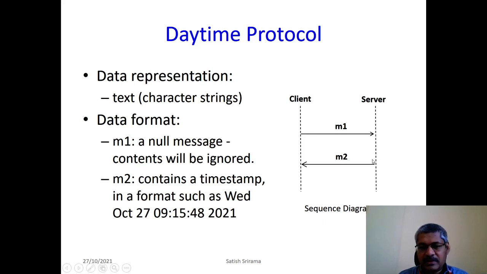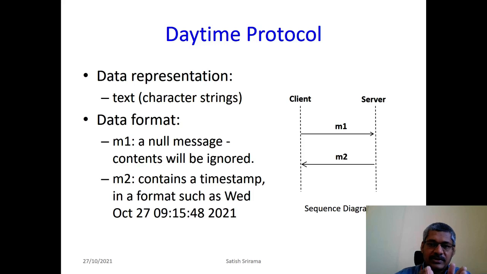As far as the data format is concerned, M1 is basically a null message. The client is just requesting the server with nothing. So it is a null message. The contents, whatever you send, will be completely ignored. And the response is exactly as per the datetime protocol defined in the RFC. So this contains a timestamp in a format like Wednesday, again in the same format. So this is the protocol we will try to implement.